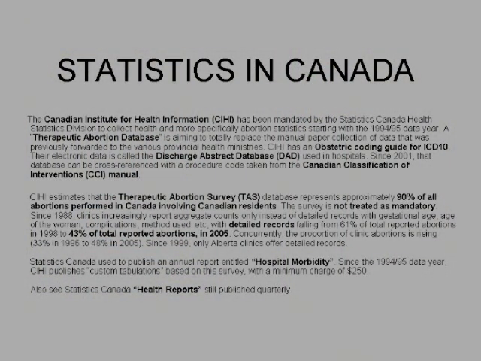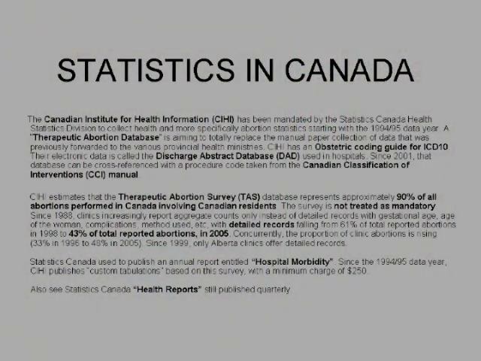Concurrently, the proportion of clinic abortions is rising. They represented 33% of total abortions in 1996, and in 2005 they were up to 48%. Almost half of all abortions now in Canada are performed in clinics. Also, since 1999, only Alberta clinics offer detailed records.